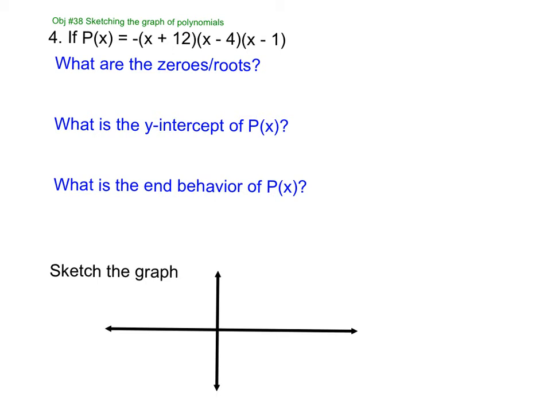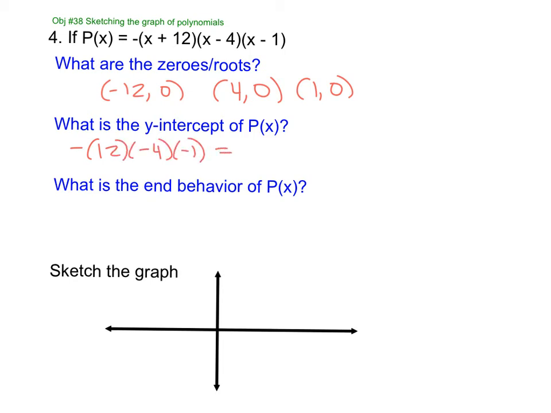All right, so my zeros are negative 12, 4, and 1. My y-intercept, so I'm plugging in 0. So negative times 12, negative 4, and negative 1, which is negative 48.